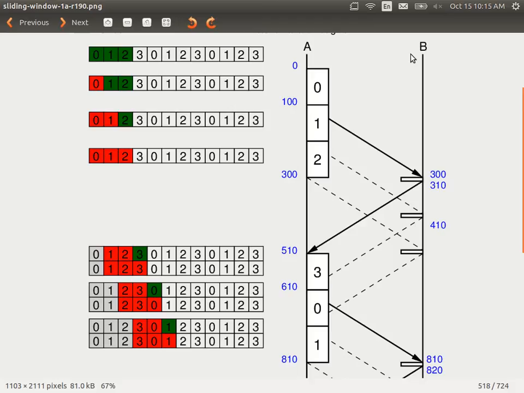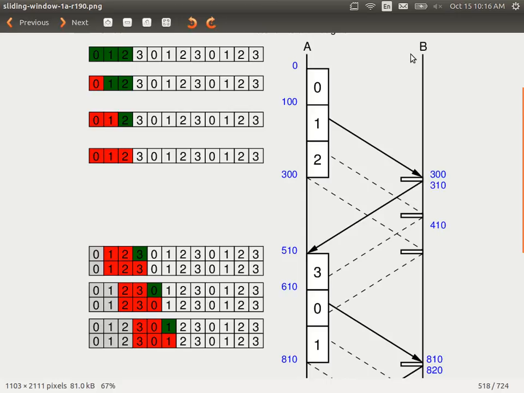And the rules are we can only transmit, in this case, three frames before we have to wait for the ACK. Three frames are sent. The first ACK comes back at 510. 100 plus 200 plus 10 plus 200 propagation, 510. Receiving an ACK allows us to send one more frame. So A has received one ACK. It can send the next frame. It starts at 510, finishes at 610.